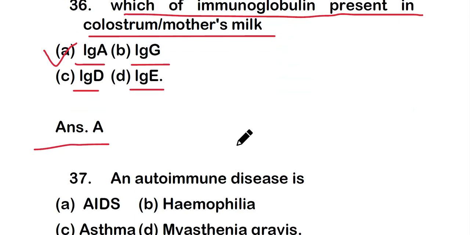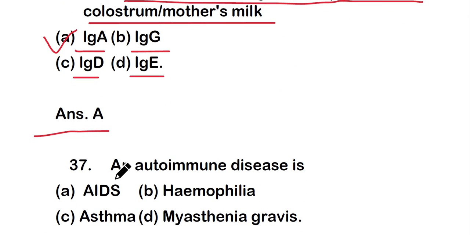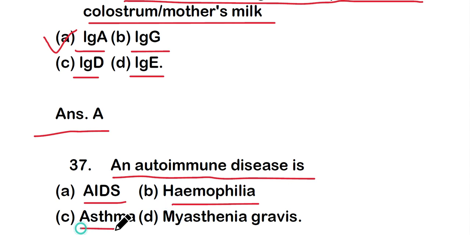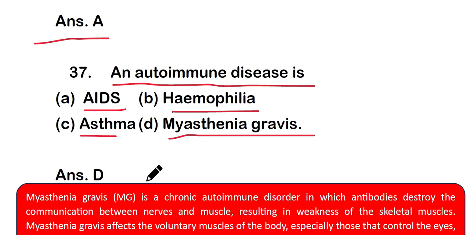Okay, so next one is question number 37. An autoimmune disease is option A, AIDS, option B, hemophilia, option C, asthma, or option D, myasthenia gravis. And the right answer about the autoimmune disease is option D, that is myasthenia gravis.